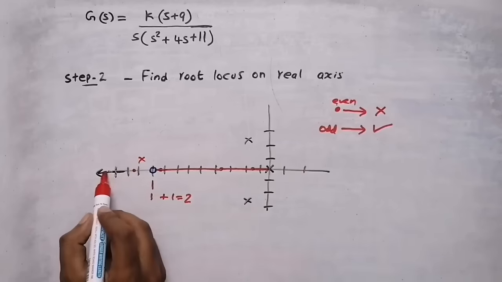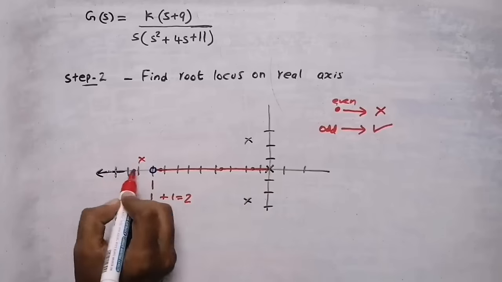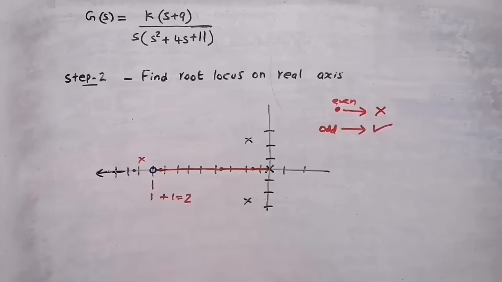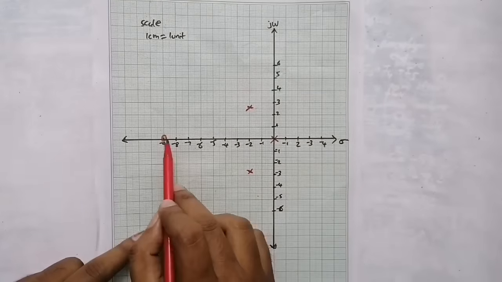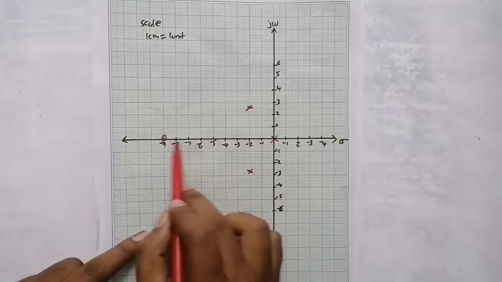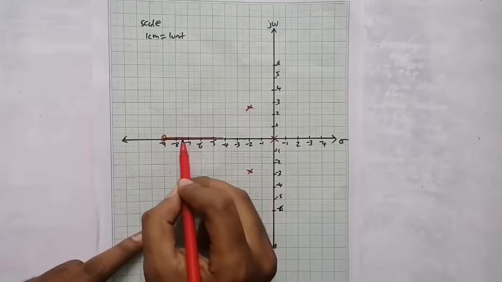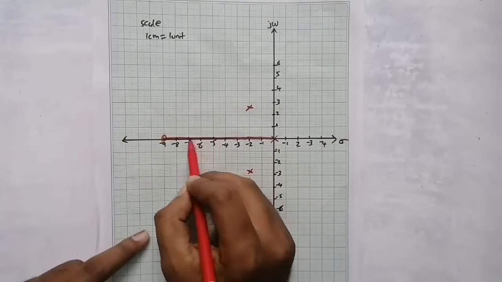Then if I place my test point here, then also 2 numbers are there. Therefore, my root locus will not be existing here. So my root locus will be existing only here. Now, by using test point, we found that the root locus is going to exist only in this region. So we need to draw root locus. We need to draw this line a little more brighter.